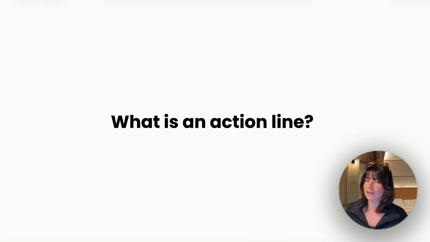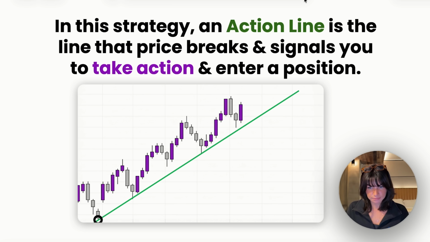But now what is an action line? In this strategy, an action line is the line that price breaks, and it signals you to take action and enter a position. So keep in mind, guys, a lot of these terms, these phrases that I use in my trading are very literal. They are self-explanatory. So things like my 3 touch point trend line break setup, very self-explanatory. Now my action line is when price breaks a trend line.